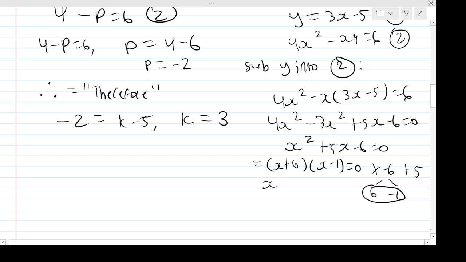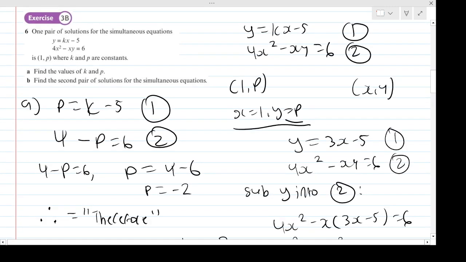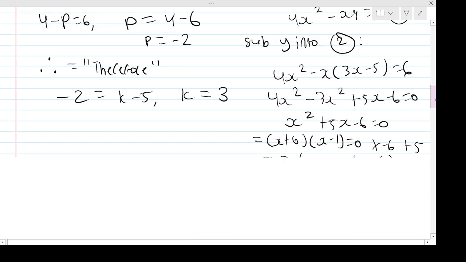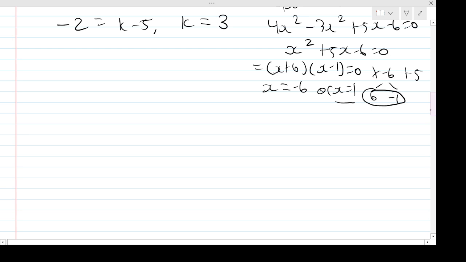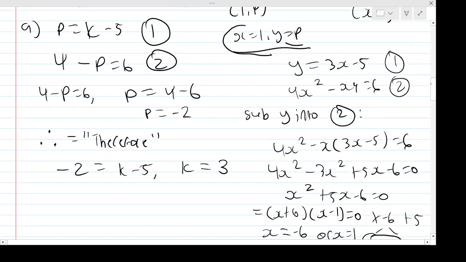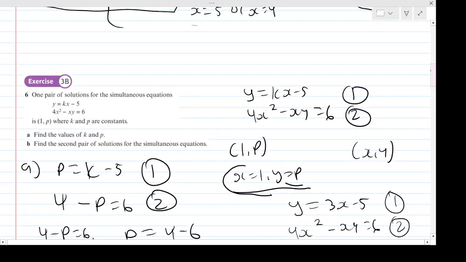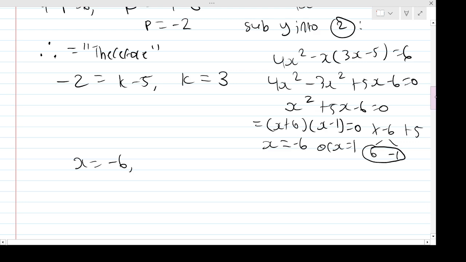Therefore, if I put each bracket equal to 0, that's either x is minus 6 or x is 1. So those are two solutions. Which one then? Well, they already told us in part A that one of them was x is 1. That's great, because that means we're right. Then we need to look for the other solution, which is x is minus 6, because it says to find the second pair of solutions. They're giving us the first pair, which is x is 1. So x is minus 6.